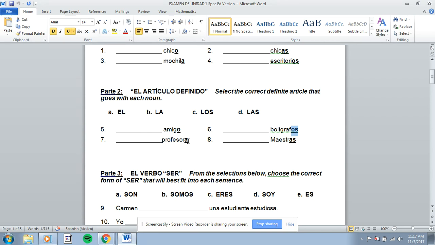Número 7 is profesora, which is a feminine and singular noun. So pick el, la, los, or las, whichever one goes with a feminine singular noun. And número 8 is maestras, which is feminine and plural. So pick el, la, los, or las, whichever one is feminine and plural to match with maestras. And then double check for 5, 6, 7, and 8 that you used A once, B once, C once, and D once.